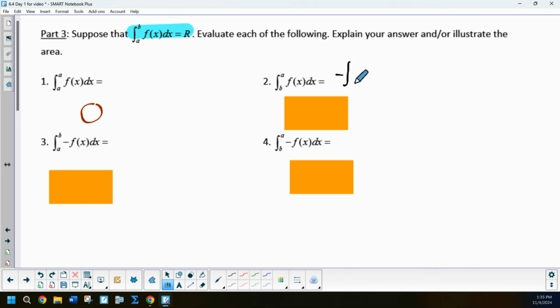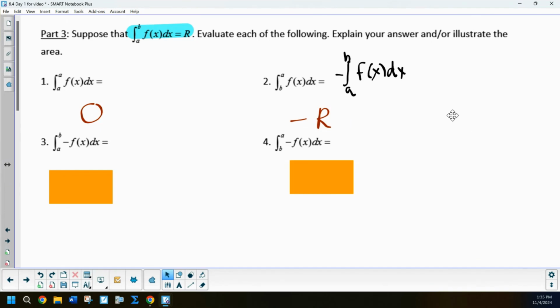Oops, I'm just trying to use my mouse to do this. So from A to B of f of x here would then be taking your value of r and making it negative. And now from here, that's going to be the same answer because, again, you're taking that negative and factoring it out front. So r and make it negative. And then this is going to be a double negative because you've switched the order and you've put a negative here. So 2 negatives make a positive. So 0, negative r, positive r.